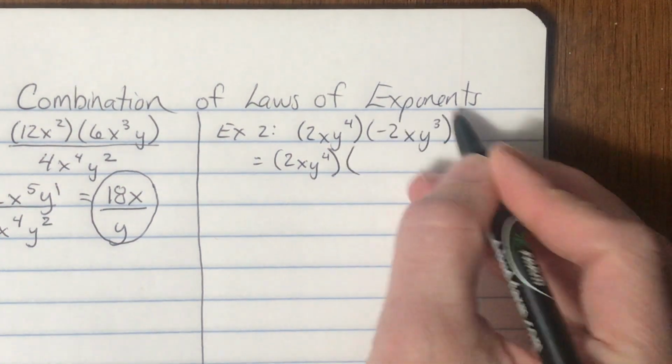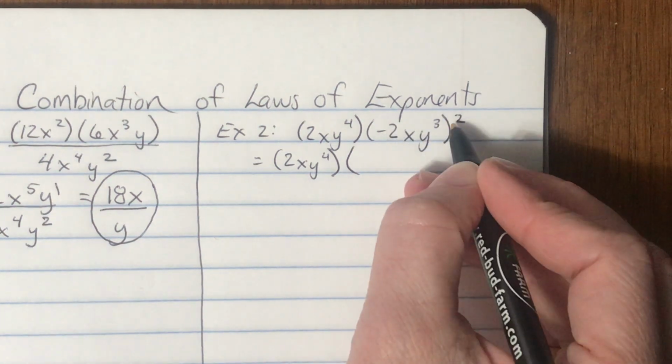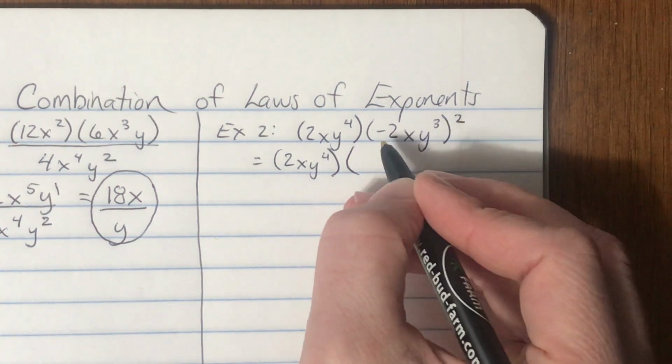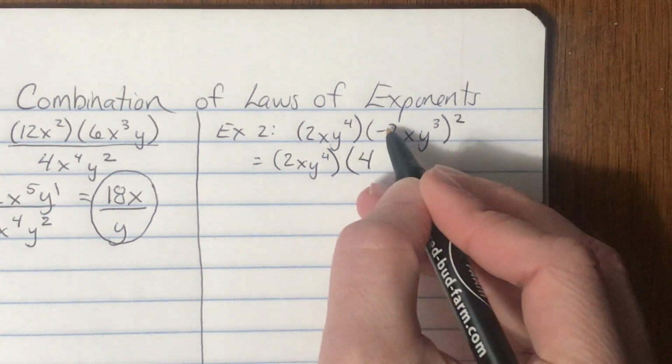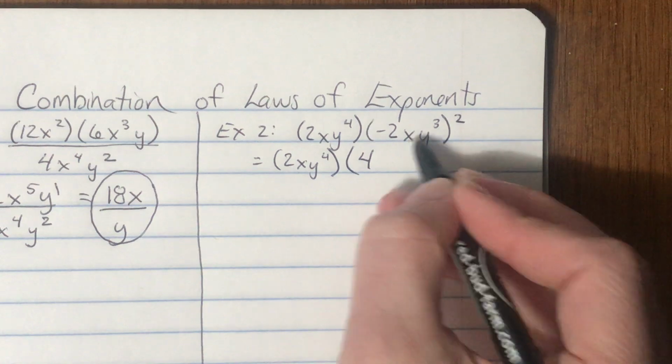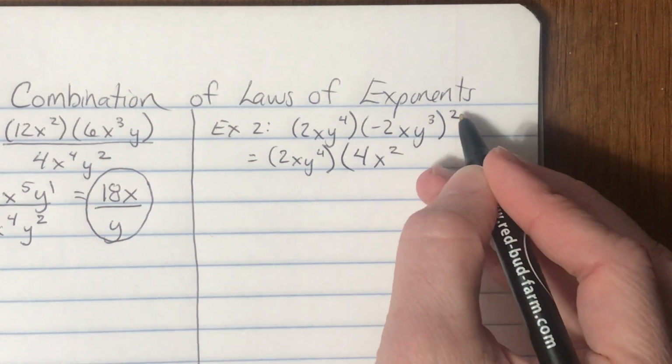But then I'm going to go ahead and apply the power rule here. Now remember, everything gets raised to the second power inside the set of parentheses. So negative 2 to the second power, that's negative 2 times negative 2, which is positive 4. Negative times a negative is a positive. X is going to get squared. And y to the third is going to get squared.